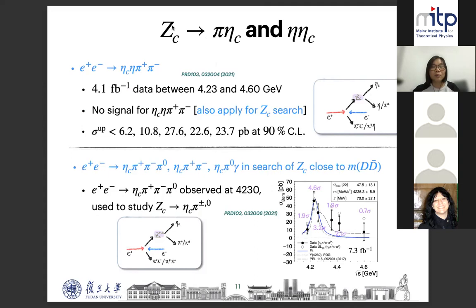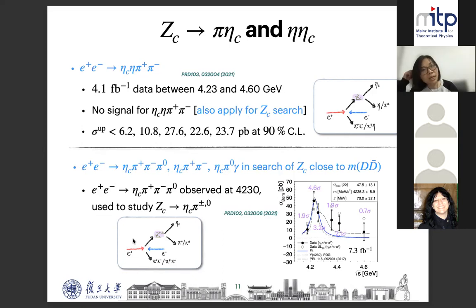One is Zc decaying to pi eta C, using the decay mode of eta C to eta pi pi. Two data samples have been used in this study, and no signal has been observed in the final state. Subsequently, there are no Zc structures in the final state of pi eta C. The upper limit for the cross-section of this process has been set, which also applies for the Zc search.